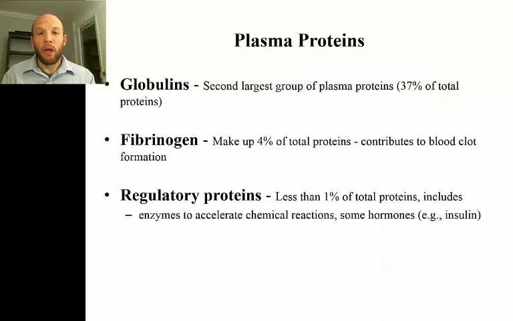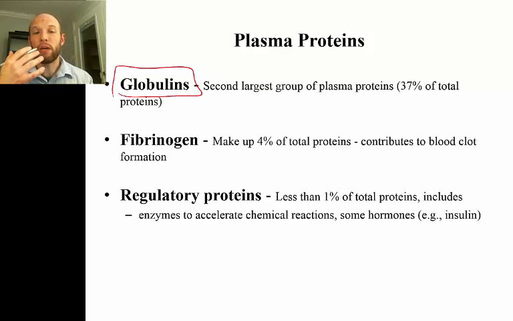Okay. Other plasma proteins besides albumin, we talk about globulins. There's a couple different types of globulins, but the one that we're going to speak most about is called an immunoglobulin or an antibody. These are involved in the immune system, and we'll talk about these in detail a little bit later on, in the next unit when we get to the immune system.